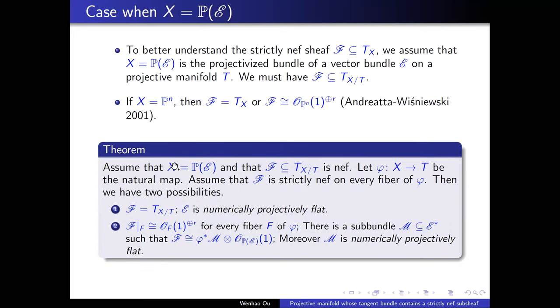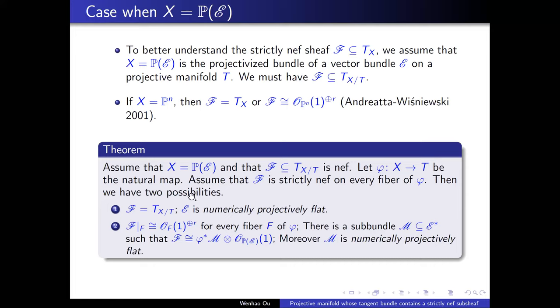Also, by assuming these conditions, we prove the following things. So assume that X is the projectivization of a vector bundle over T. And assume that you have a subsheaf F in this relative tangent. So I relax a little bit the condition here. So I assume this is nef, not strictly nef. And I let phi be the natural projection. The strict nefness, I only assume on the fibers of this phi. So globally, this F is just nef. But on the fibers, I assume strict nefness.